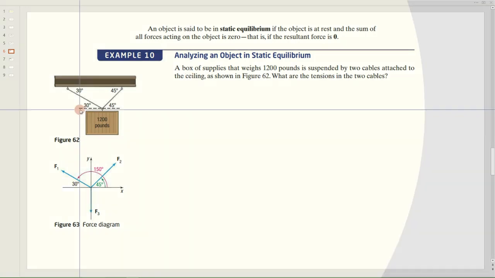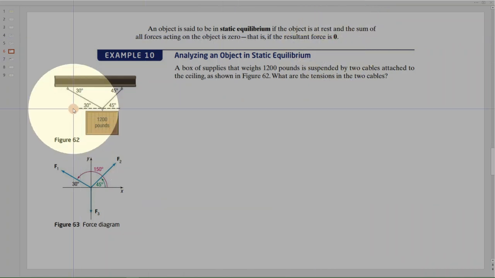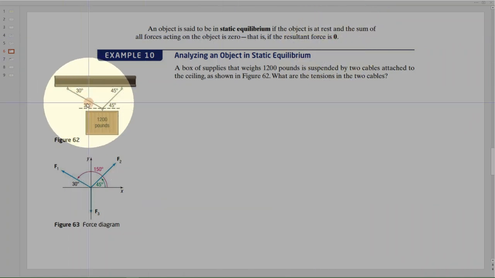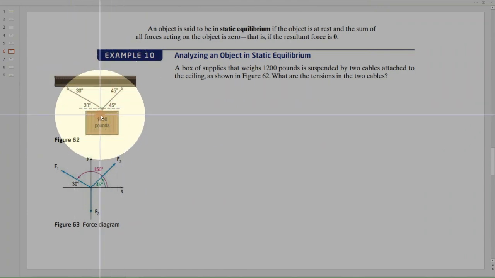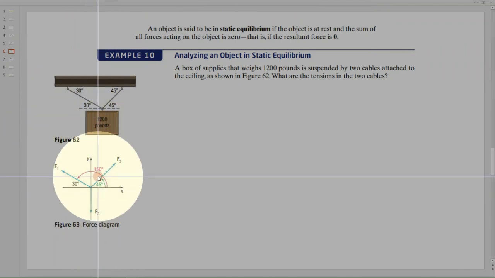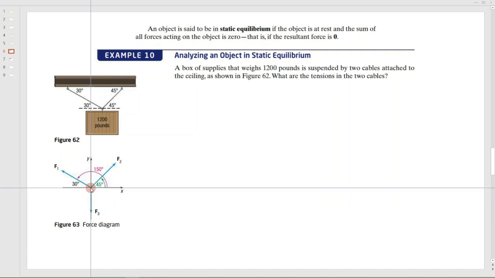All right, so in this next example, we've got an object, and we call it static equilibrium if the object is at rest, and then the sum of the forces acting on it must be 0. So in this case, we've got a force applied to each of these two cables, and we've got the gravitational force of 1,200 pounds bringing it down. So if we sketch that into a force diagram here, we've got force 3 is represented by 1,200 pounds. So we know that much.